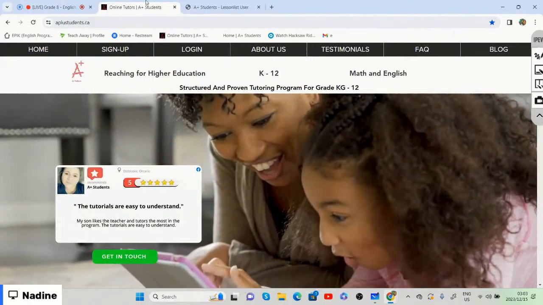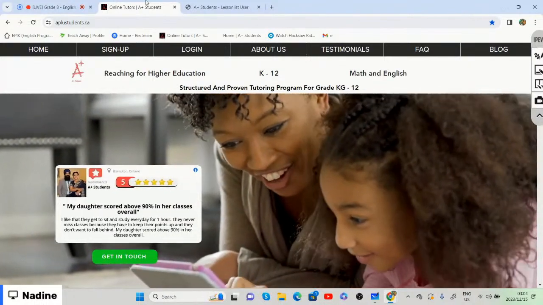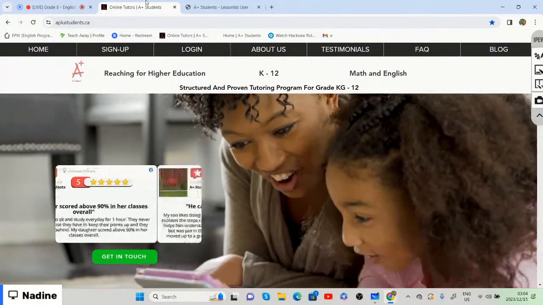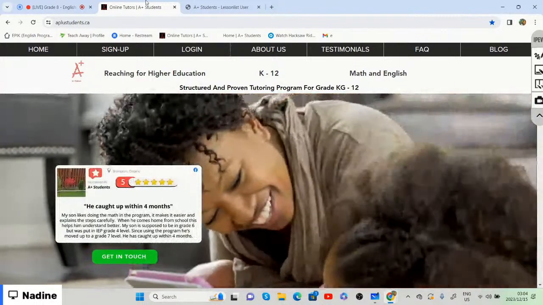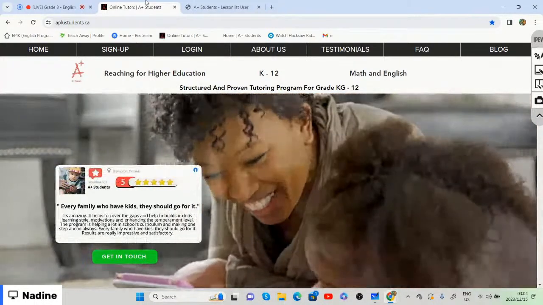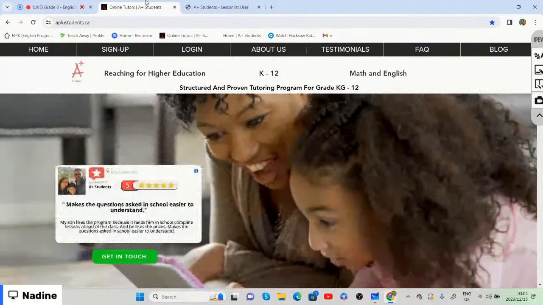Today we'll be doing our grade 8 English lesson on suffixes. In our previous lesson we did prefixes. So today we'll be doing suffixes.